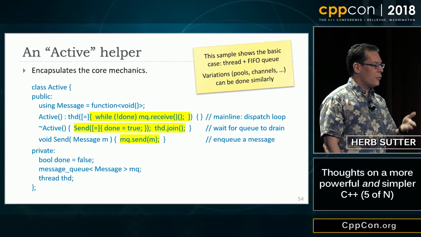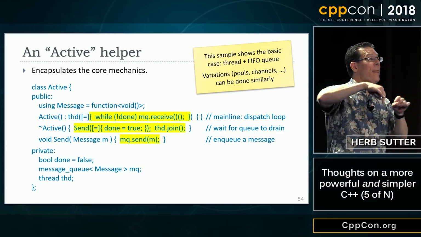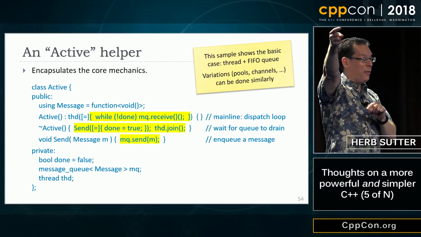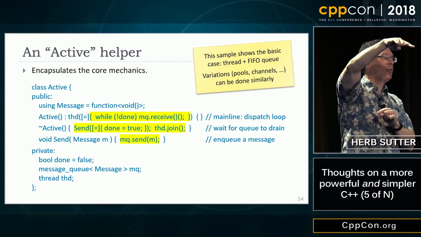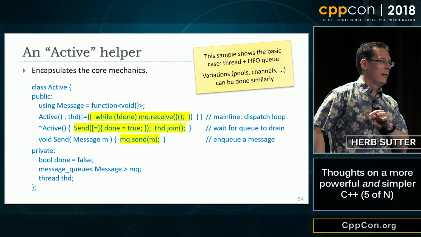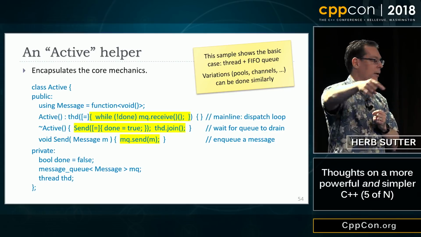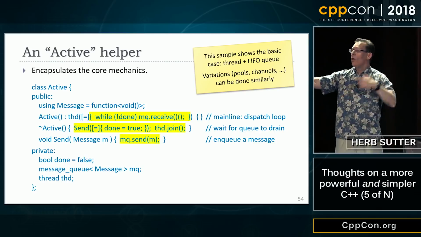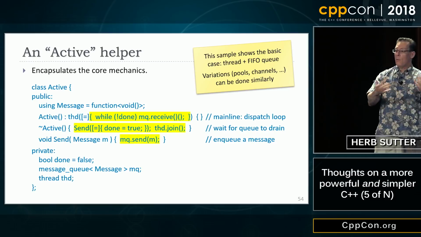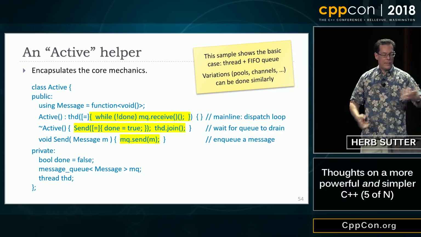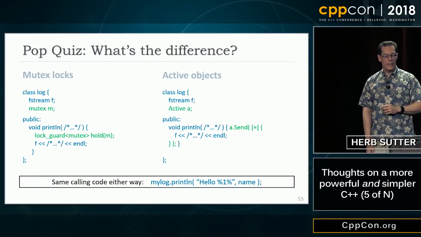The destructor sends done equals true as a message. So when that message is executed on that thread, it says done equals true, and then on its next trip through the loop, it says, oh, look, done is true, and exits. So we're sending the message that will cause the thread, the worker thread, the message pump to finish in order once it's drained all previous messages first. Then we just join and wait for that to happen. And send is just a wrapper for enqueuing a message. So that's the basic model.